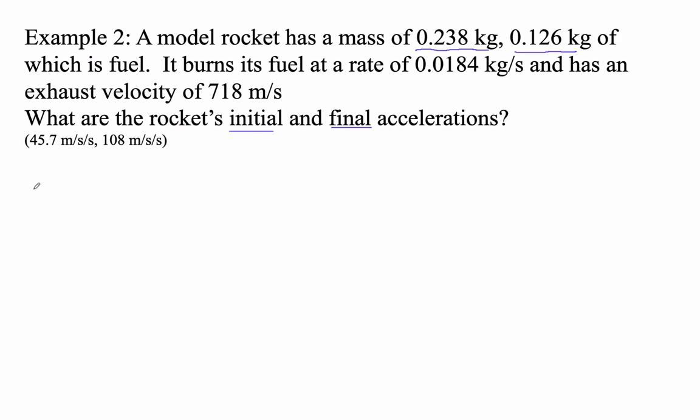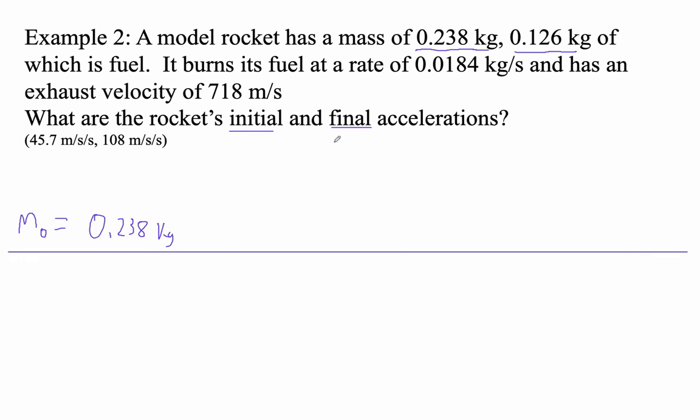Okay, so the first thing is let's figure out what those masses are. The initial mass of this thing is going to be 0.238 kilograms, because that's just what it says, right? And then the final mass, let's divide this screen up. I always love dividing this up. The final mass is going to be 0.238 minus 0.126, and that's 0.112. Let me just double check that. 0.238 minus 0.126, yeah, 0.112 kilograms, right? So this is the final mass, that's the initial mass, and that was subtraction.